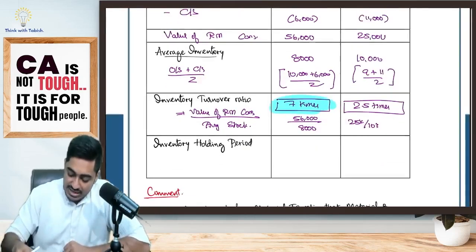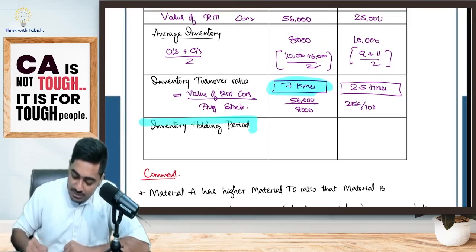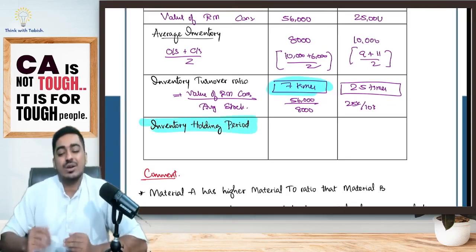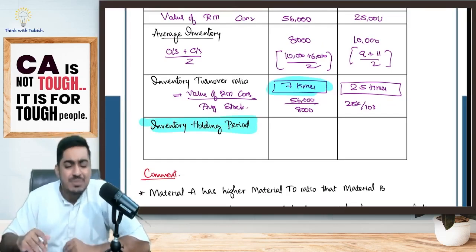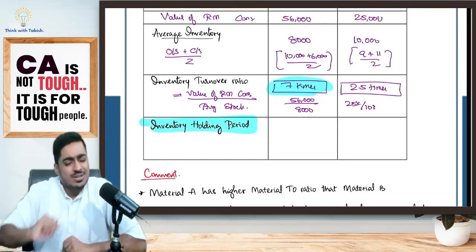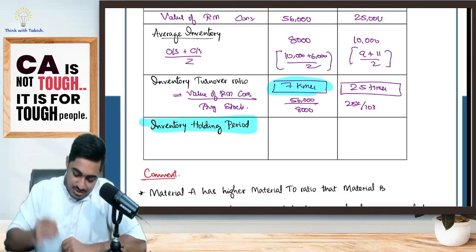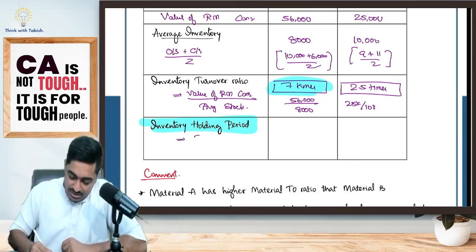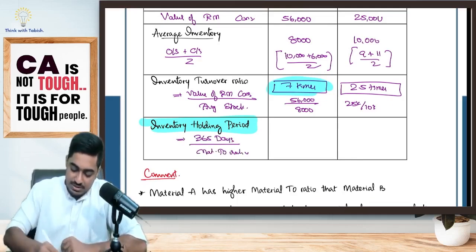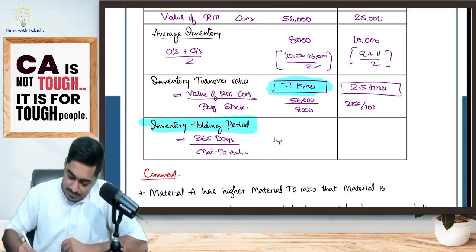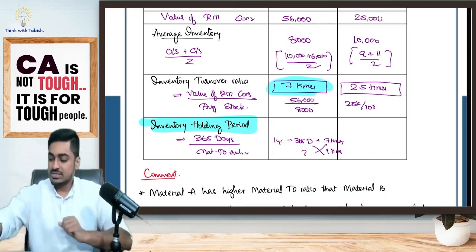But still, what ICA has done is they have calculated inventory holding period also. Now, sir, should we calculate? Not required. But because they have calculated and because we are practicing, let us also calculate. What is the formula of inventory holding period? It is 365 days divided by material turnover ratio. Or if you don't want the formula, simple: in 1 year, that is in 365 days, how many times am I rotating? 7 times. That means to rotate 1 time, how many days are required? 365 by 7.